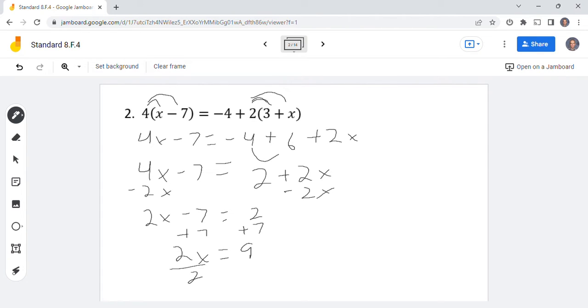Finish by dividing by 2. 9 does not divide nicely by 2, so you could leave it as the fraction 9 halves. Or if you prefer, you can write x equals 4.5 in decimal form, and that finishes that up.